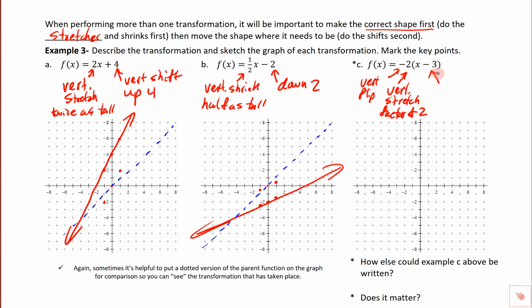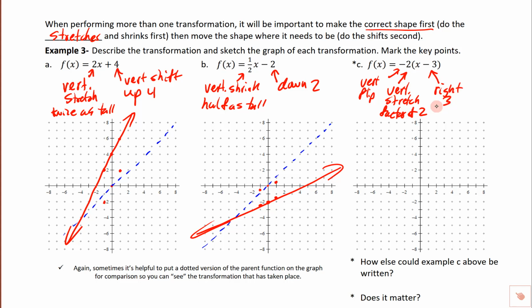And then this guy right in here, that's inside the set of parentheses, so that changes the x before it makes the shape. So that's going to move it in a horizontal direction. It's going to do the opposite of what we'd think, though. You would think that this is going to move it left. It's actually going to move it right. So we're going to put down right 3.